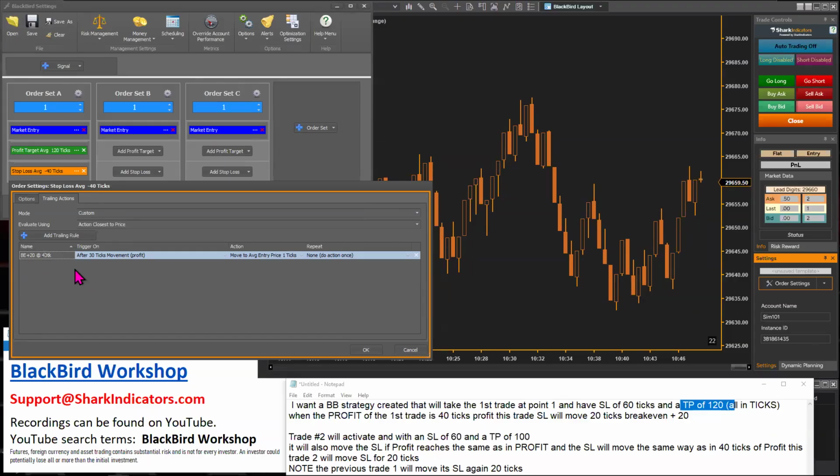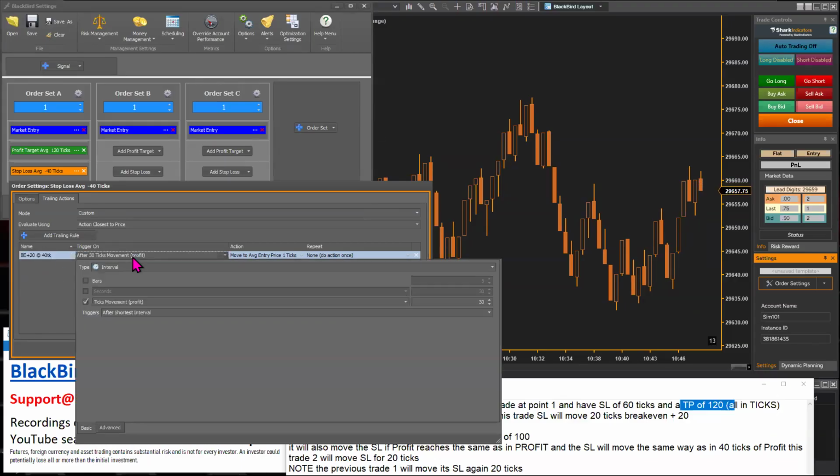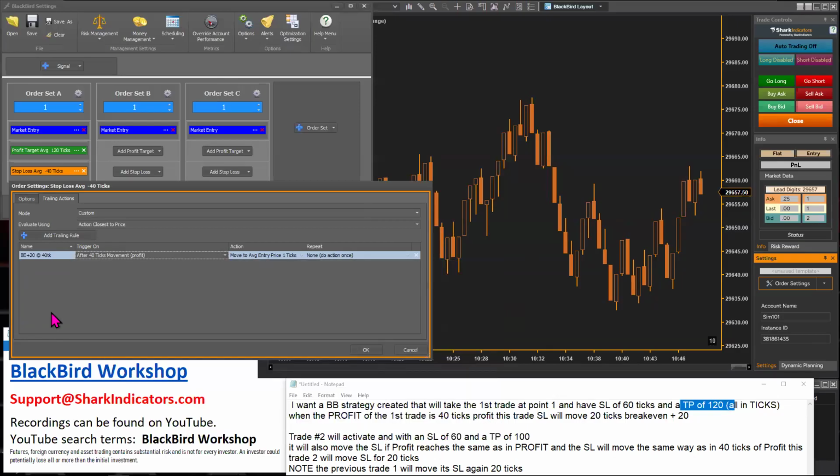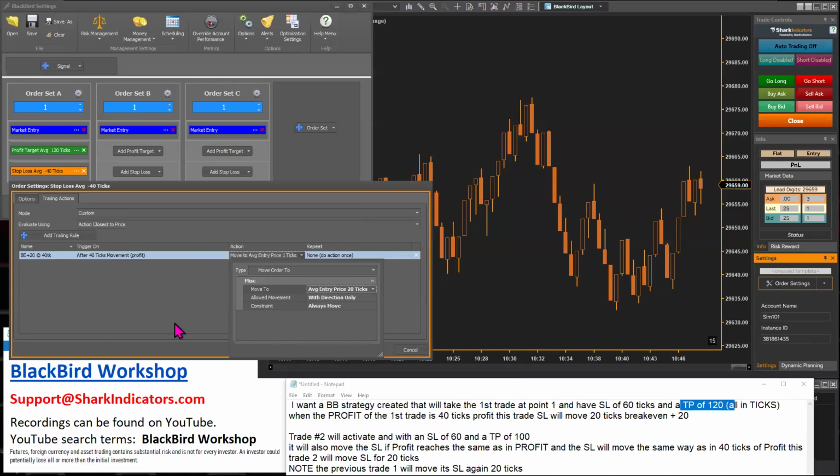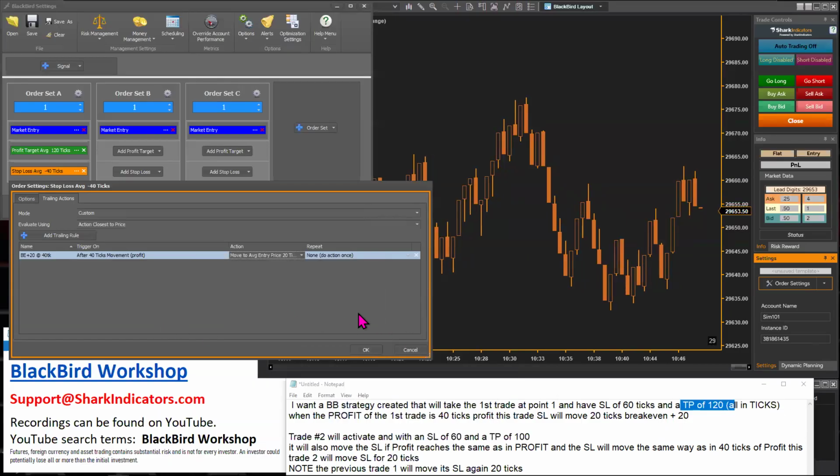All right, so we adjusted the name. Now let's go in and set up the trigger here. So the trigger, there we go, is going to be 40. All right. So 40 ticks of profit there is our trigger. And then the action is, right, we're going to move our stop loss to the entry price plus 20. There you go, plus 20 ticks. Yeah, there we have it. All right.